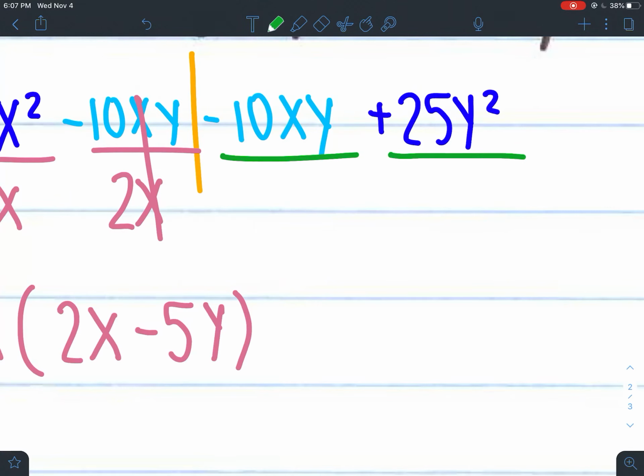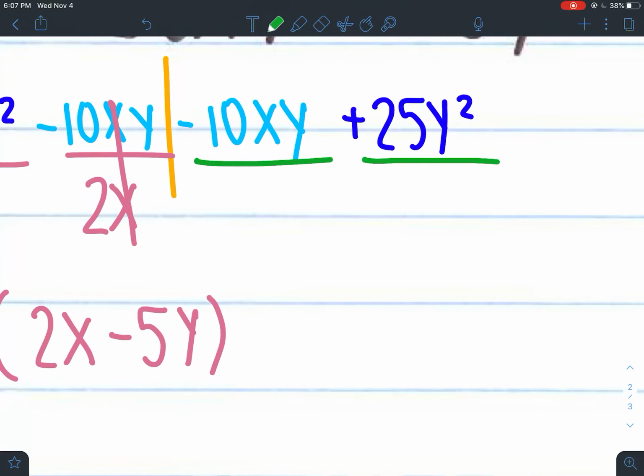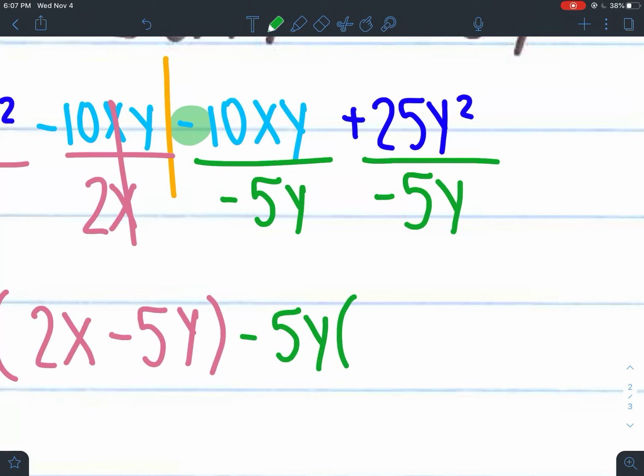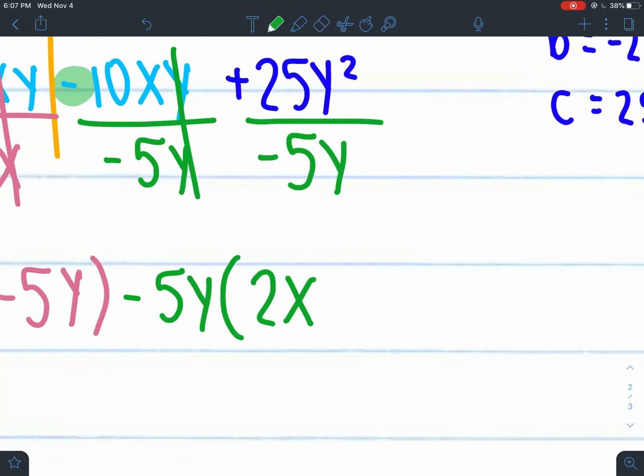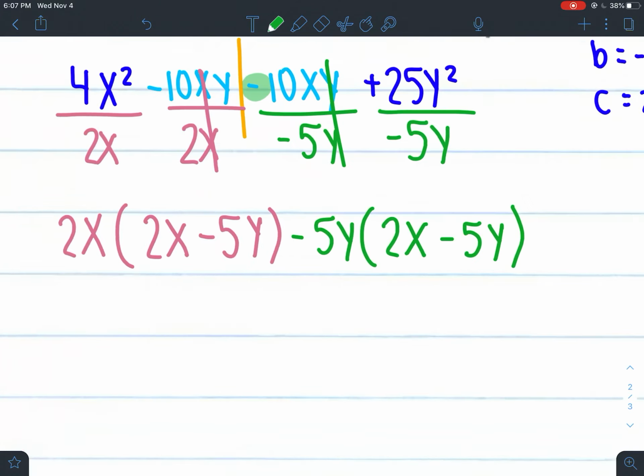Moving on to your second group. The largest number you can take out of both of these is a 5, but because that first term is negative, you must take out a negative 5. And I can also take out a y from both of these. Not an x, but a single y, because they have that in common. So negative 5y. Negative 10 divided by negative 5 is going to give me positive 2. That x is still going to be there because nothing went away, and then those y's cancel each other out. And then we have 25 divided by negative 5, which is negative 5. And then I'm going to have a single y left over.